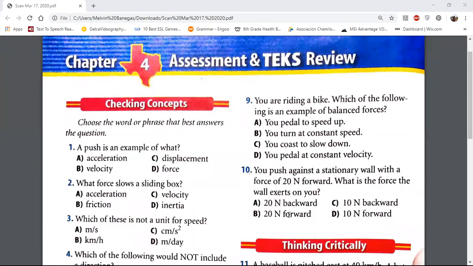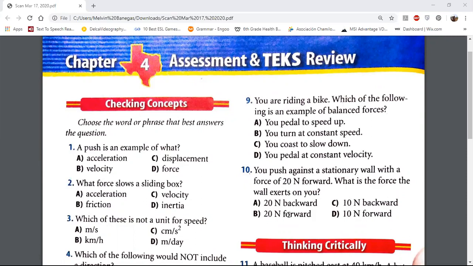Okay, we're gonna start with the chapter 4 assessment. And I would like you guys to mute your mics so we don't have to hear all that background noise, okay? Unless you have to speak, you will put it on. Thank you.